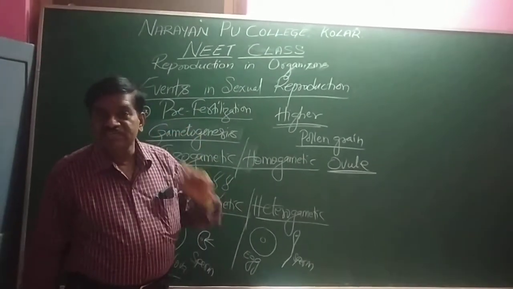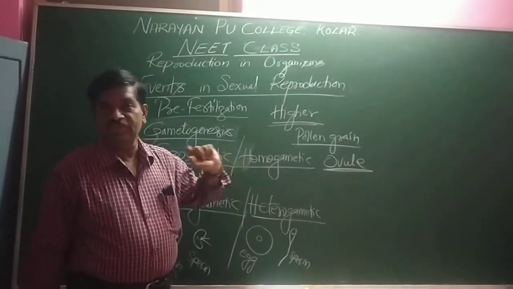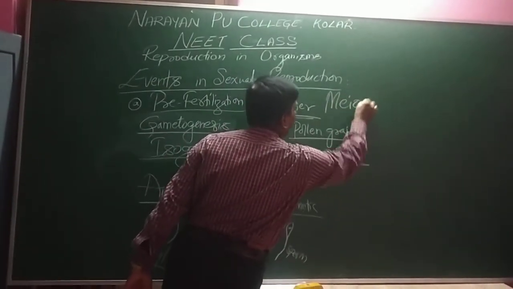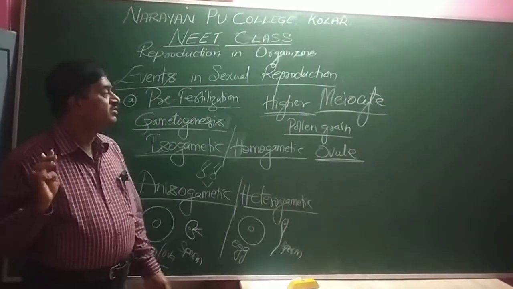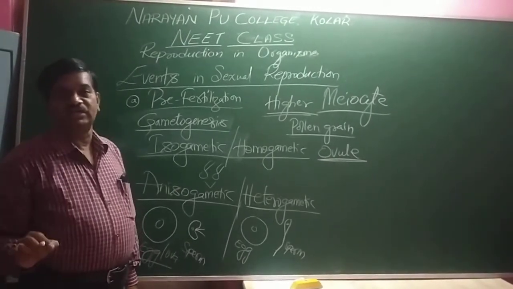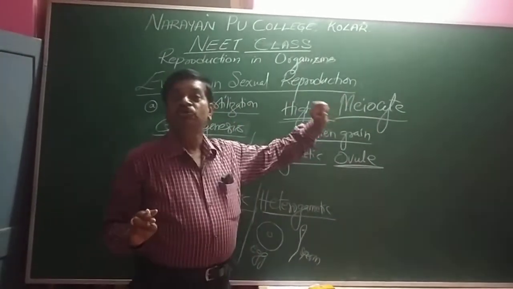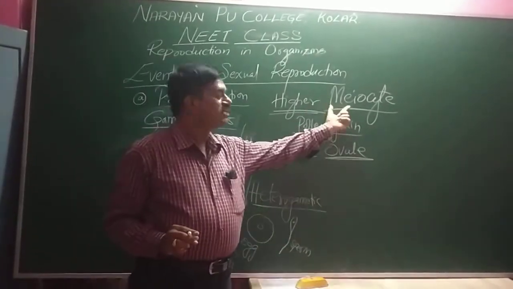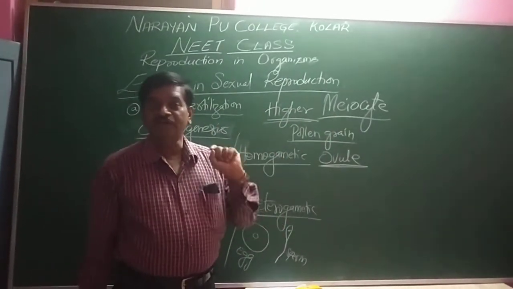Now, in higher organisms, the gamete synthesizing cell is called meiocyte. In higher organisms, the gametes are synthesized from one particular cell. They are called gamete mother cells or meiocytes. These meiocyte cells are always diploid. The meiocyte cells are always diploid. They start producing haploid gametes.